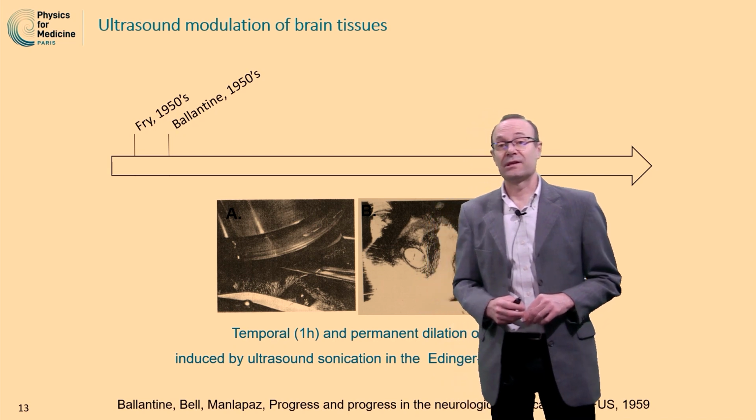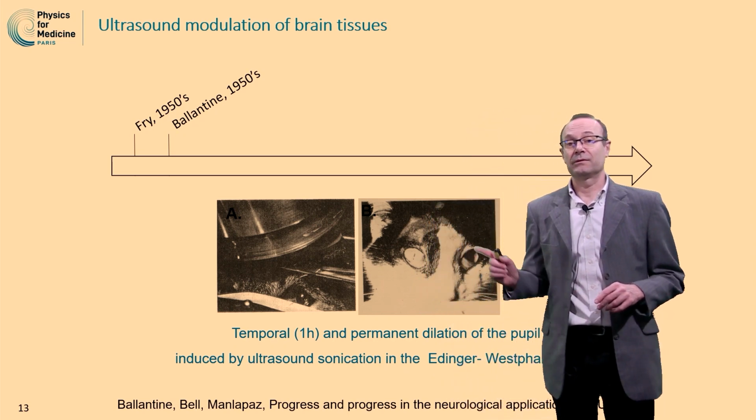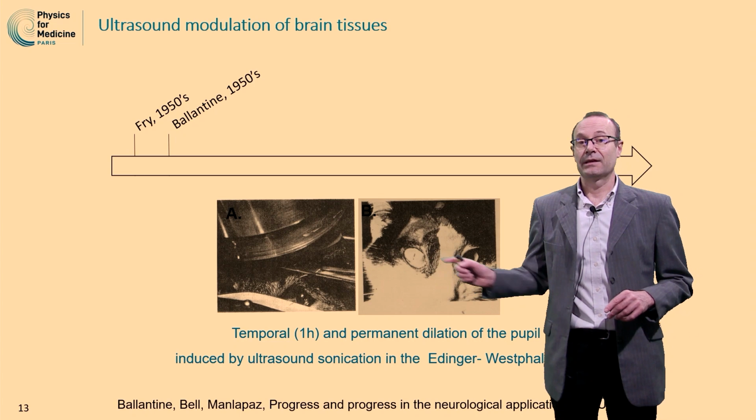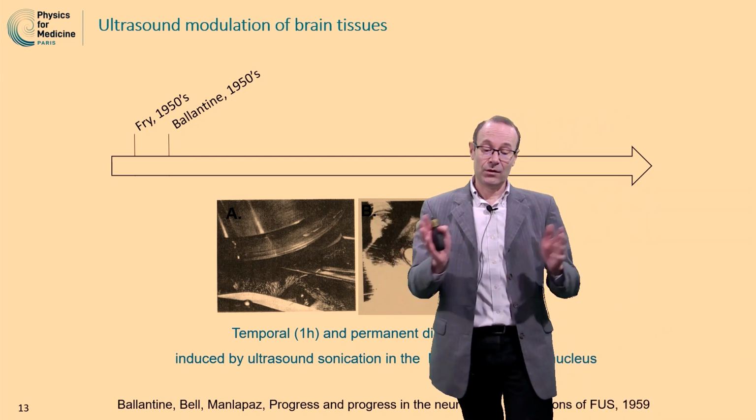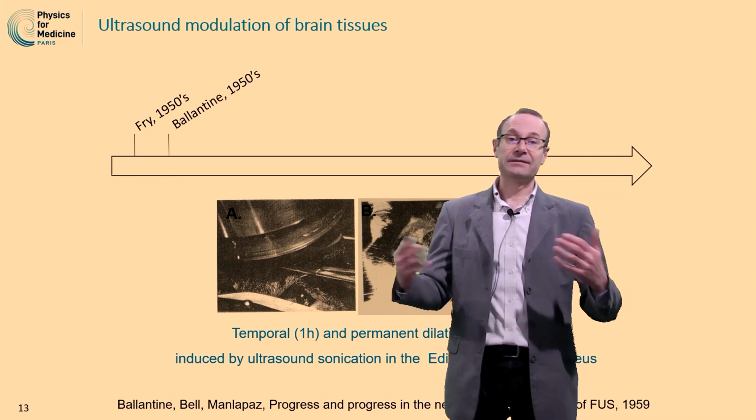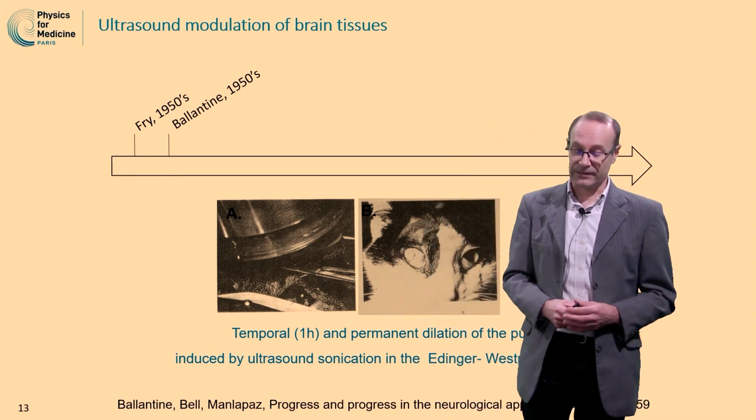Ballantyne was also able to induce pupil dilation in cats here, and they were able to use it either temporarily for 1 hour or permanently, depending on the intensity of the ultrasound parameters that they were using.